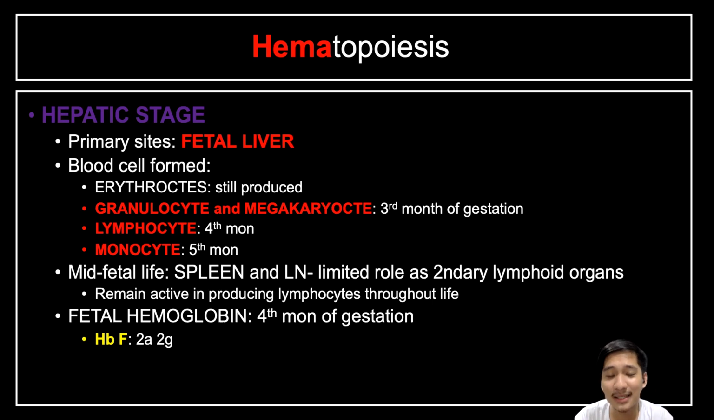So in our mesoblastic stage, we have the three embryonic hemoglobins: the Portland, the Gower 1, and the Gower 2. In the hepatic stage, we have our fetal hemoglobin, which usually occurs at the fourth month of gestation, in the form of hemoglobin F. I have this mnemonic to memorize the components of hemoglobin F, which is FAG: hemoglobin F for fetal hemoglobin, 2 alpha, and 2 gamma.